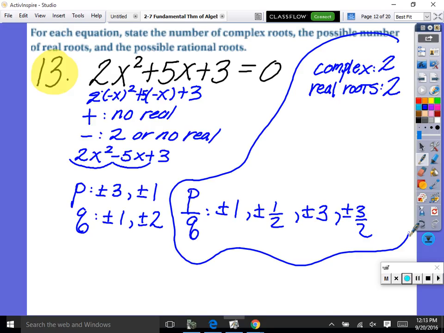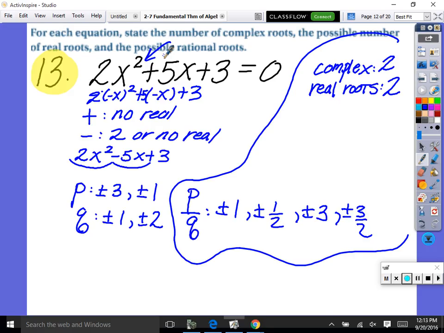Complex roots are just any root. So we know it's going to be the amount of the highest degree. It doesn't say the number, it says the possible rational roots. So good point. If it said the number of possible rational roots, we would say 1, 2, 3, 4, 5, 6, 7, 8. But it wants to know the possible rational roots.